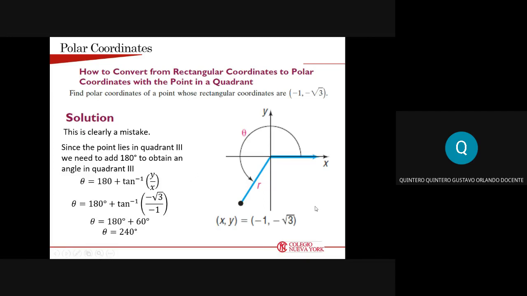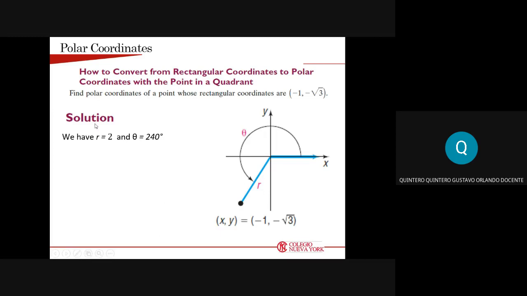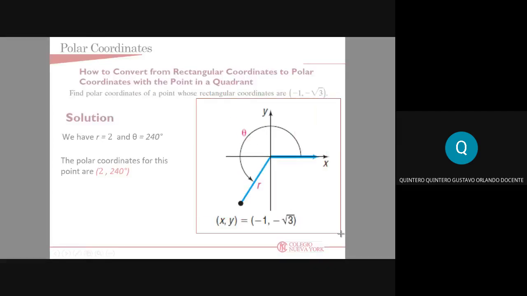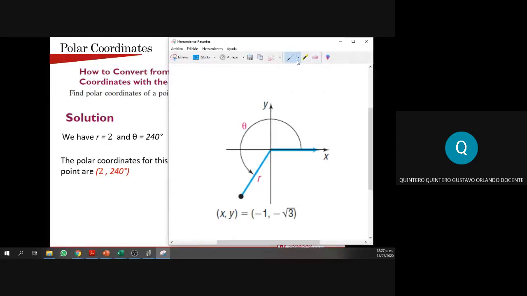All right, cool. Take a look at these guys. Again, we have the R, we have the theta. How do you write the answer? Like this. Take a look at these guys. Let me just do it from zero. Why is it that we have to add 180?